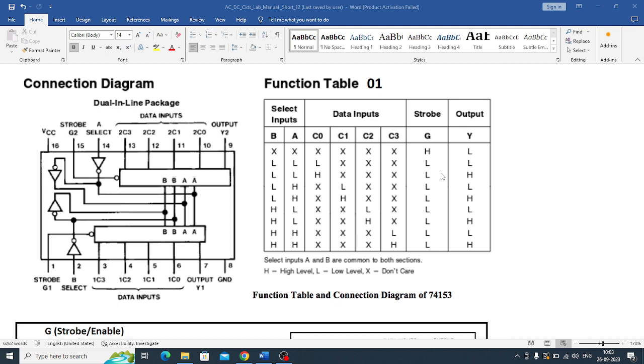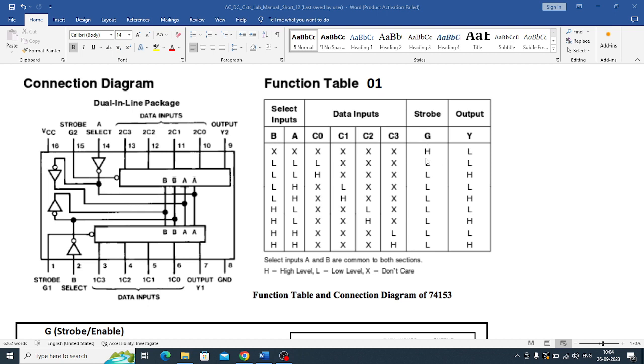So you may select at any time one of them or both of them. If you make both G1 and G2 high, nothing will be selected or enabled, and the output will be low, always low. See here, when any G is high, whatever may be the select inputs or data inputs, if the strobe is disabled, you will get low.